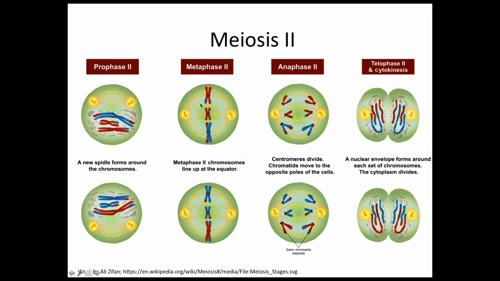It's just you're separating out the pairs. So you start out with two of each chromosome, and now they're separating out so that each cell has a single set of chromosomes. What questions do you guys have?